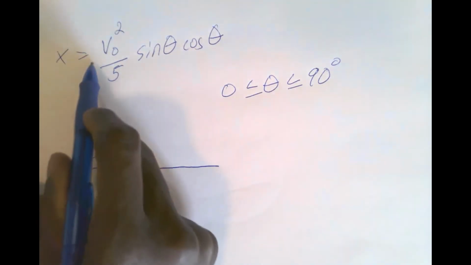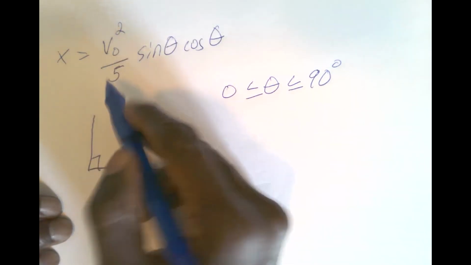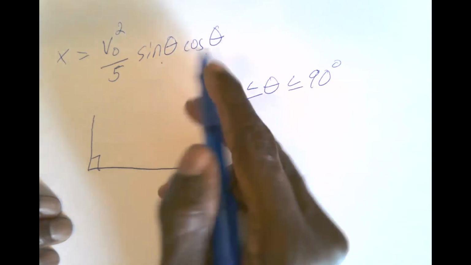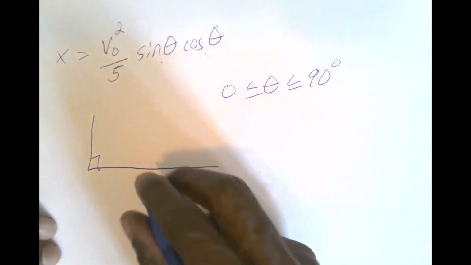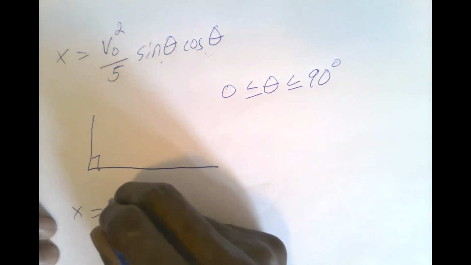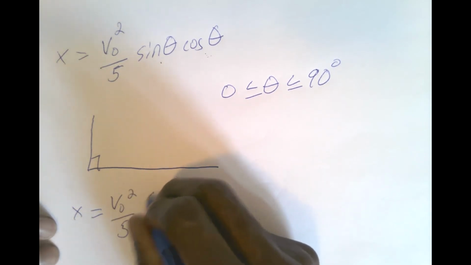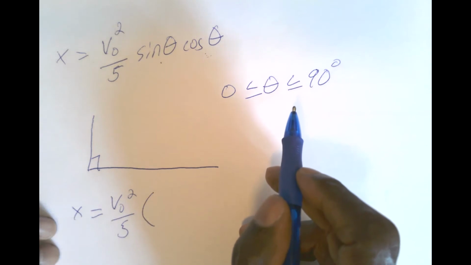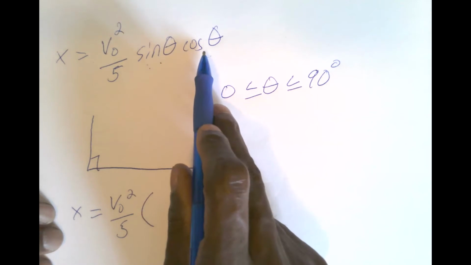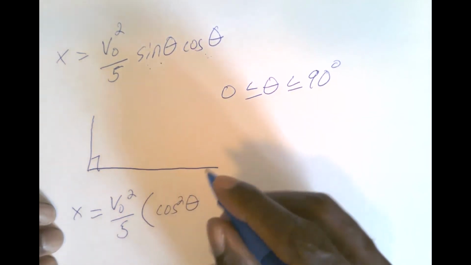So let's go ahead and take the derivative of this. Now again, remember, v naught is simply a constant. So v naught squared over 5 is simply a constant. And there's going to be a little bit of product rule on this particular derivative. So let's go ahead and do it. I'm going to take the v naught squared over 5 out like this. And then I'm going to do the product rule. First, I'll take the derivative of sine, which is cosine, times cosine. That will give me cosine squared theta.